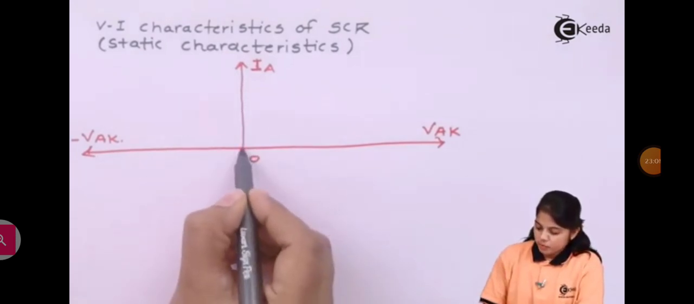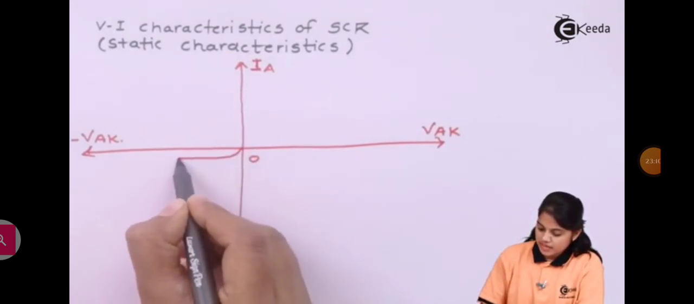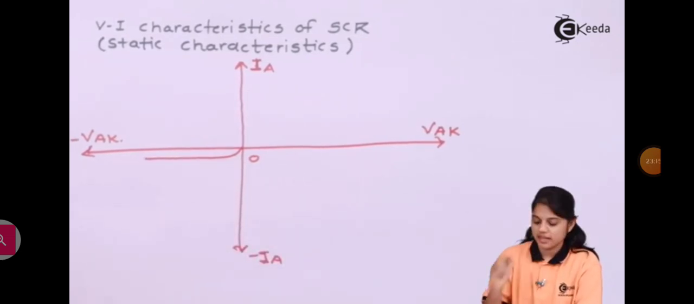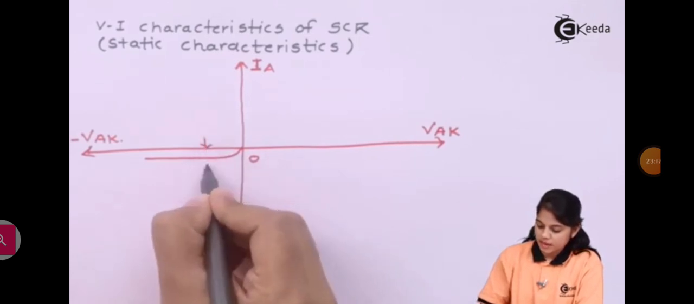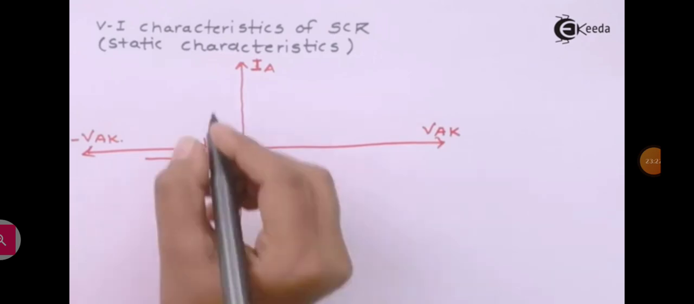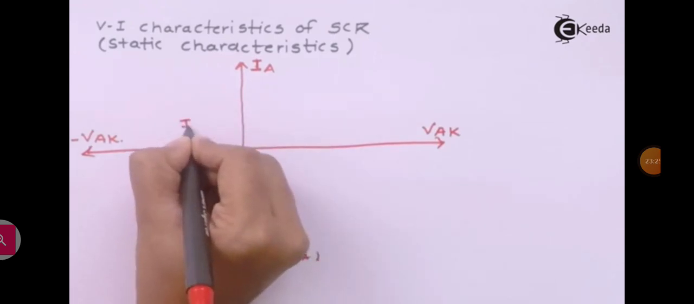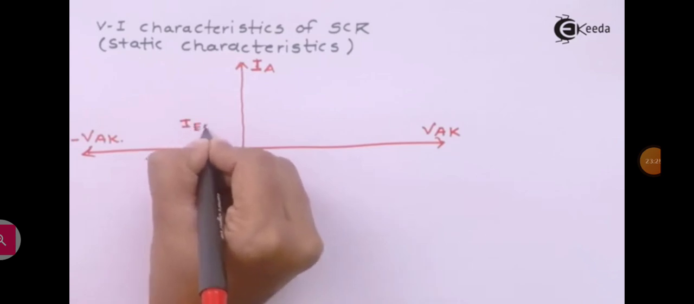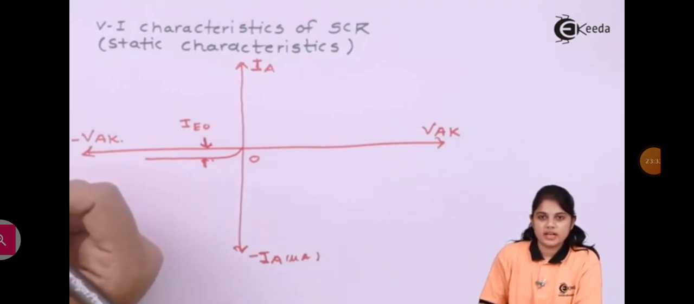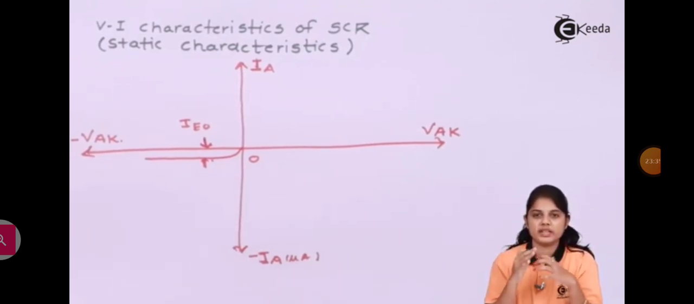But there are a few carriers that are thermally generated inside. Those will make a small amount of current flow inside the device, and that current will always be in the microampere range. So here I will write this as I_RO. This will be the reverse leakage current, the current which flows due to thermally generated minority carriers. Whenever a negative supply is given, that current, known as the reverse leakage current, will flow through an SCR.